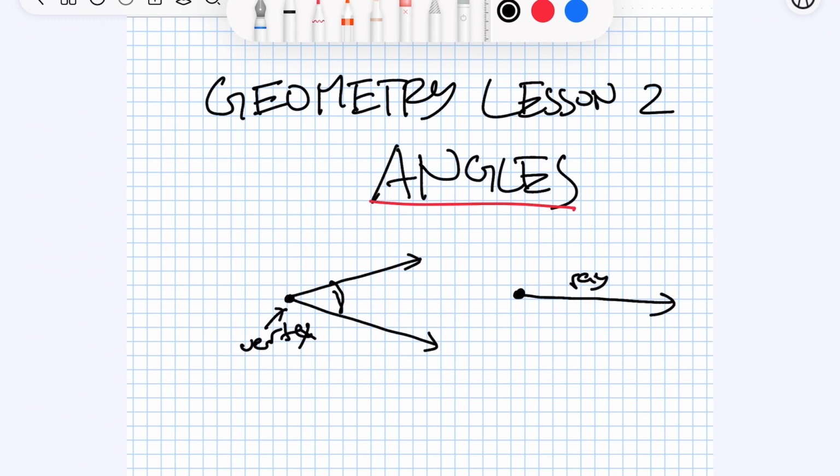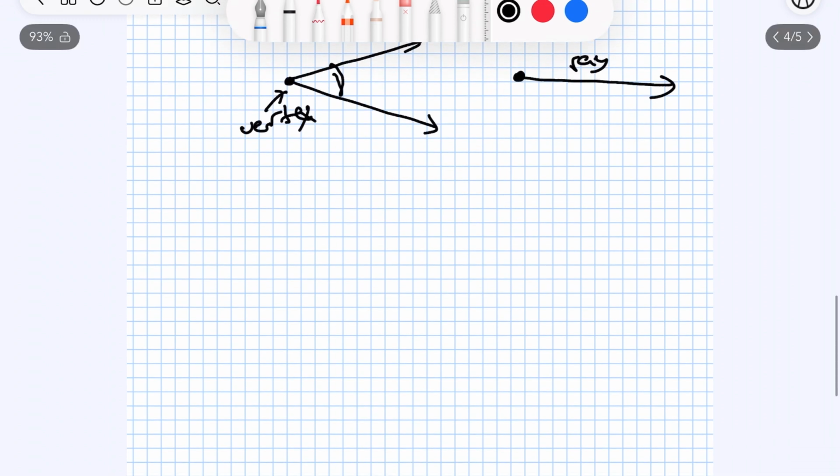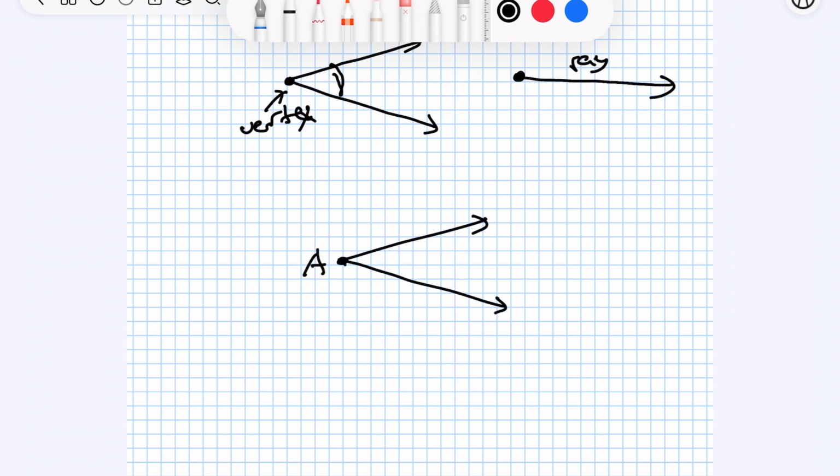There are a few ways to name an angle. You can name it using just a vertex, like, for example, if you had an angle with the letter A here, you can call this angle A.